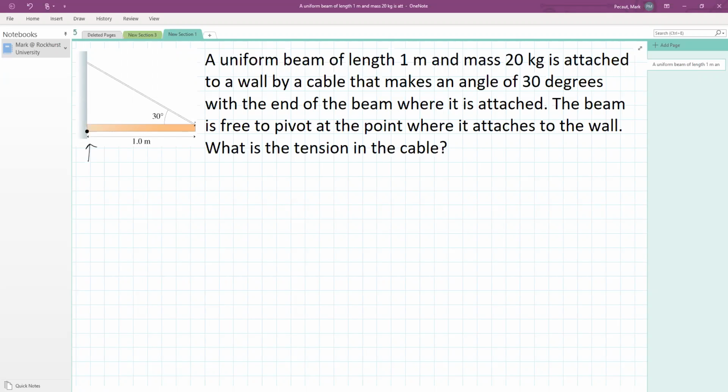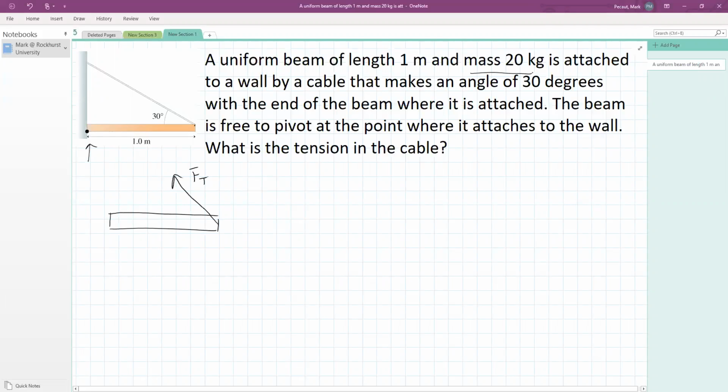To start this problem, we have a picture of it, and we want to first draw the free body diagram. We want to draw the free body diagram for the beam only. Okay, so let's draw this down here so we have a little room. And we have the tension, of course, on this.